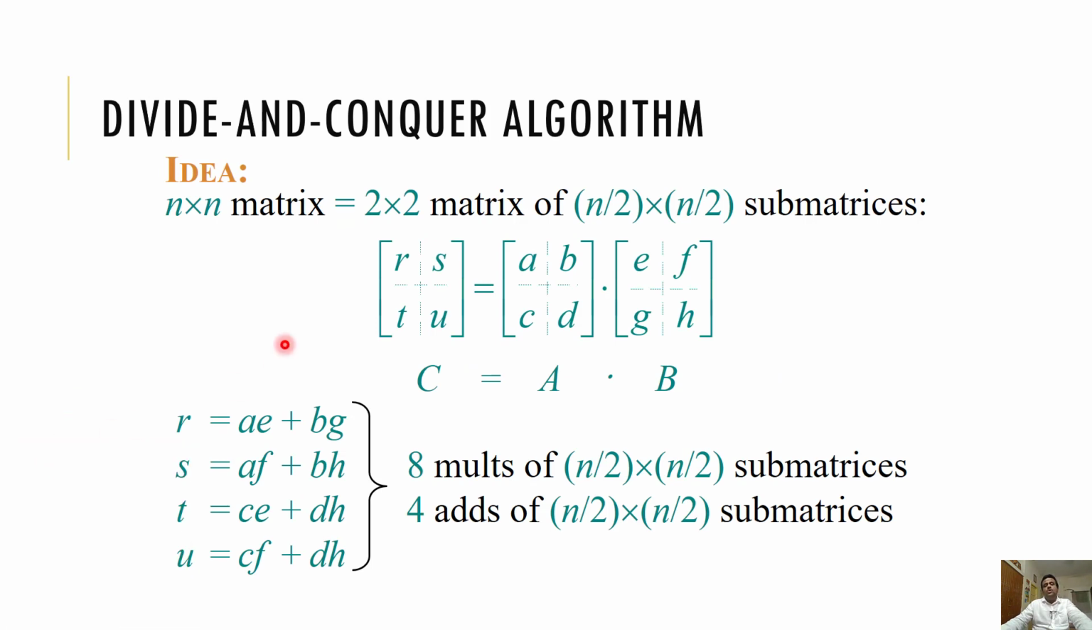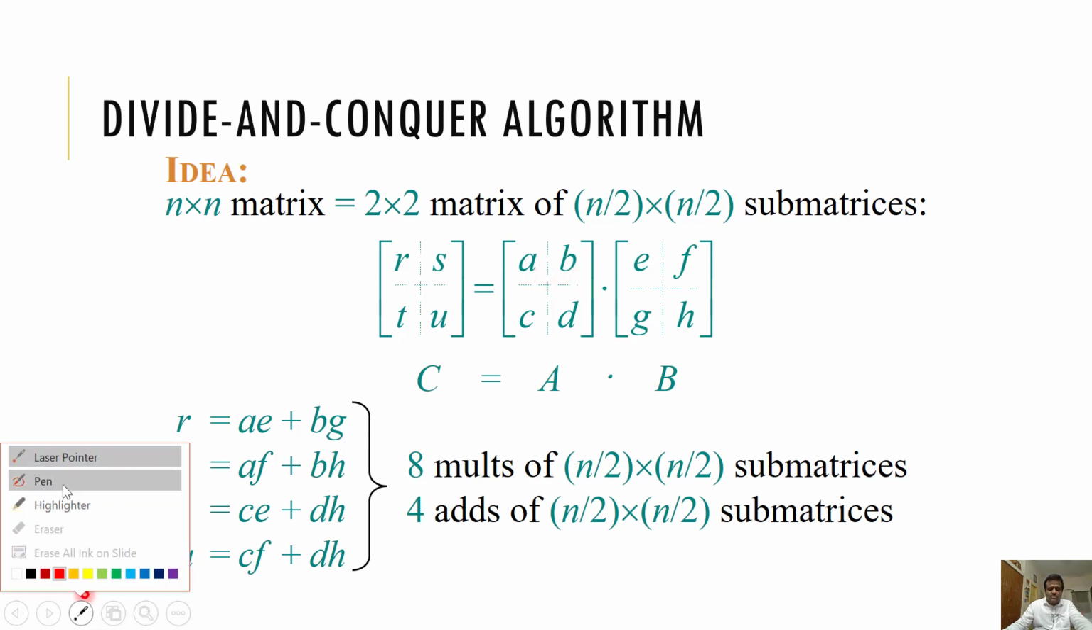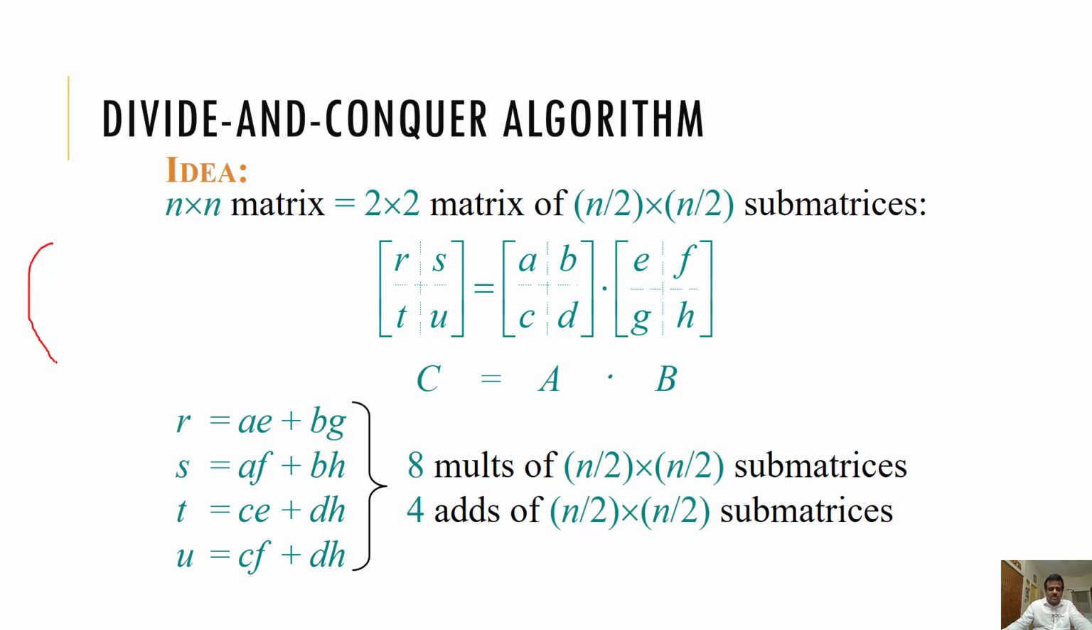For that, we write the matrices into sub matrices. This is the A matrix, capital A, and we are writing it into sub matrices, each of size n by 2 cross n by 2. B is also divided into sub matrices of size n by 2 cross n by 2. Suppose this is our A matrix. We are dividing it into 4 parts: this one is small a, this one is small b, and likewise c and small d. This is our A matrix.